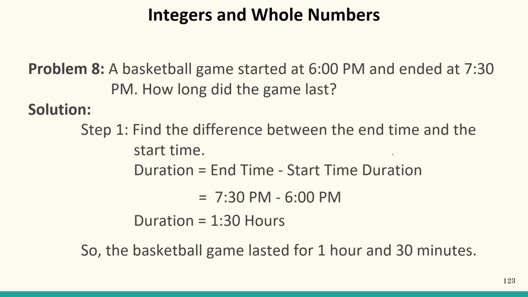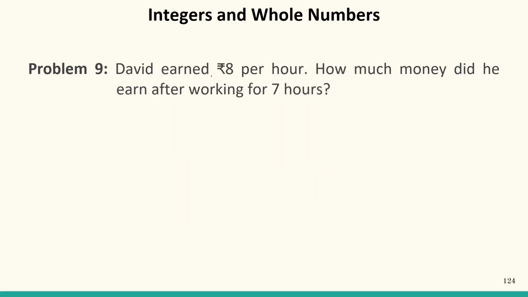So find the difference between the end time and start time. 7:30 minus 6 is equal to 1:30. So it lasted for 1 hour 30 minutes. So Dravid earned what?